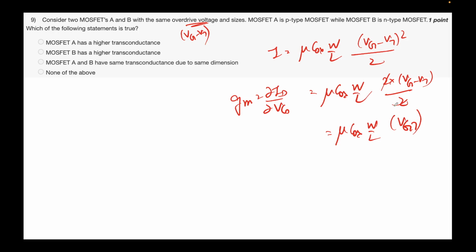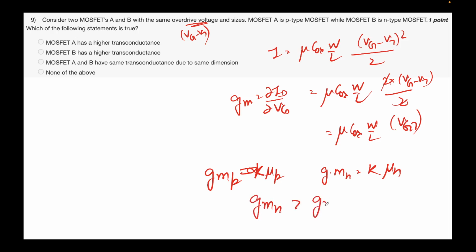So MOSFET A is a P-type MOSFET and MOSFET B is an N-type MOSFET. So GMP will have, since Cox is the same and W by L VGT is the same, some K times mu P, and GMN will be K times mu N. We know the mobility is higher for electrons as compared to holes. So GMN will be greater than or equal to GMP. So MOSFET B, the N-type MOSFET, has a higher transconductance.